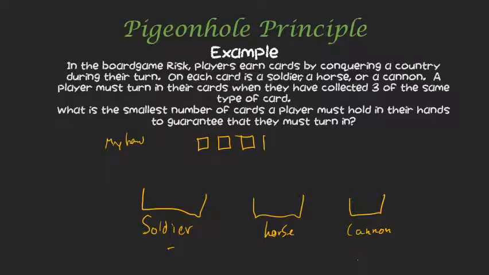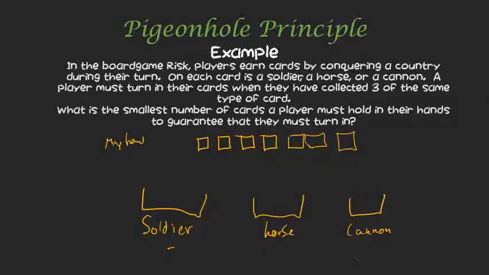So what if I had four? Well, how can I do that? Well, again, I could have one soldier, one horse, one cannon, and maybe another cannon. I still don't have three of any one type. So maybe I need to have another one. Well, I could put that into a horse. Maybe I had another one, I could have a soldier. But then it seems if I have this next one, that no matter how I do it, I'm going to have three of the same type of card.